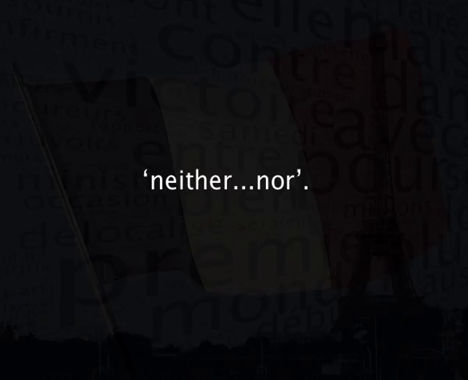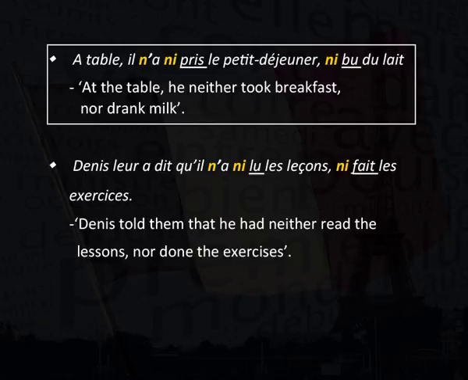Now let me show you a different negative word pair. Ne, ni, ni. This word pair cannot be literally translated into English, but an English equivalent exists. Neither nor. We have two examples of this word pair in the text. À table, il n'a ni pris le petit déjeuner, ni bu du lait. At the table, he neither took breakfast nor drank milk.